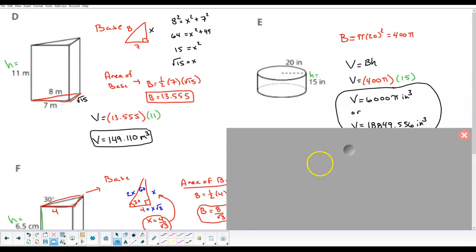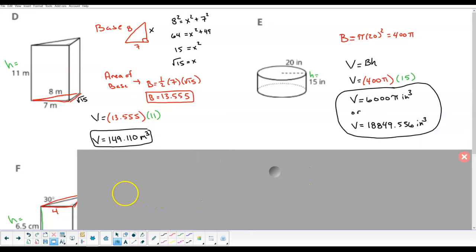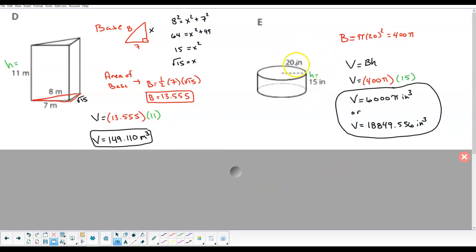All right, part E. Maybe that was one of the friendlier ones for you. They give us the radius and they give us the height. The area of the base is the radius squared times pi. So I left my answer as an exact answer. 400 pi is the area of one of the bases. The height is 15, so we'll multiply those together. Your exact answer would be 6,000 pi inches cubed. If I did 6,000 times the pi button, I got 18,849.556 inches cubed.